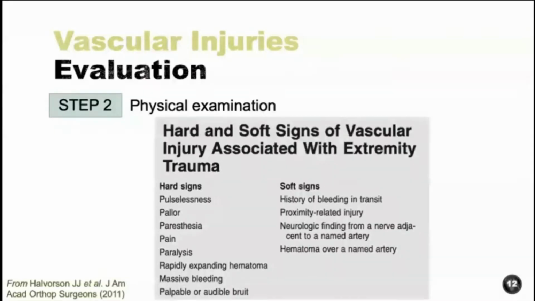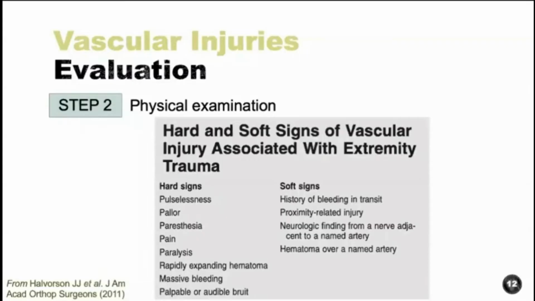It makes sense, of course, that having paresthesia or pain or paralysis could also be from something like a neurologic injury as well. So I think there's definitely some equipoise with considering these as hard signs or strict signs of vascular trauma. But these should all really raise the red flag and make you very suspicious that the patient has a major peripheral vascular injury.